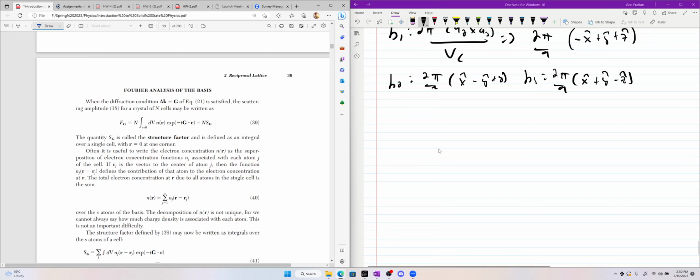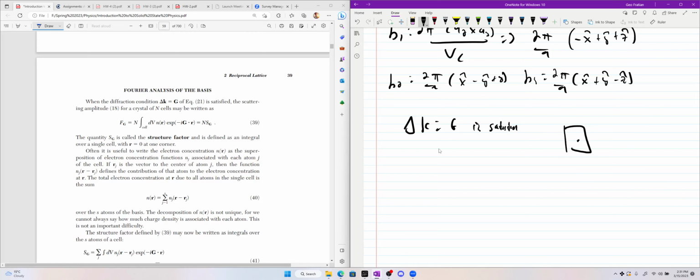Let's look at Fourier analysis as the basis. When the condition delta k equals G is satisfied, in other words, we intersect the plane. Imagine this is our lattice, and we have k vectors that intersect the Wigner-Seitz cell or the Brillouin zone.